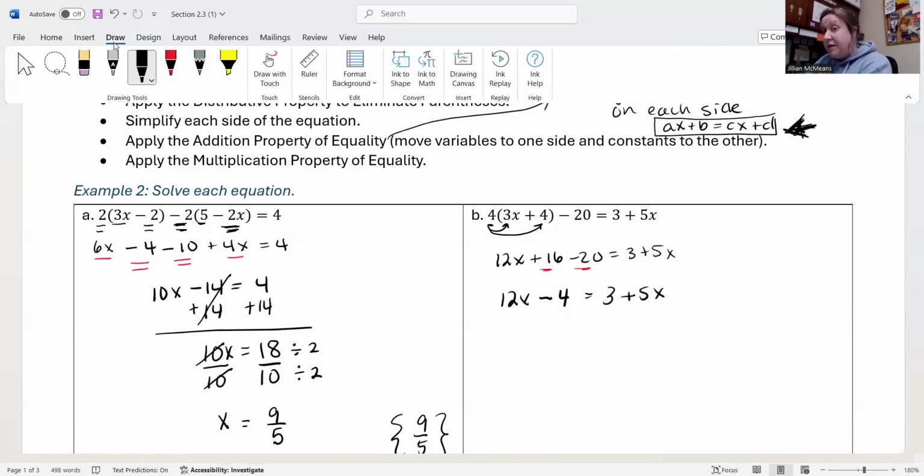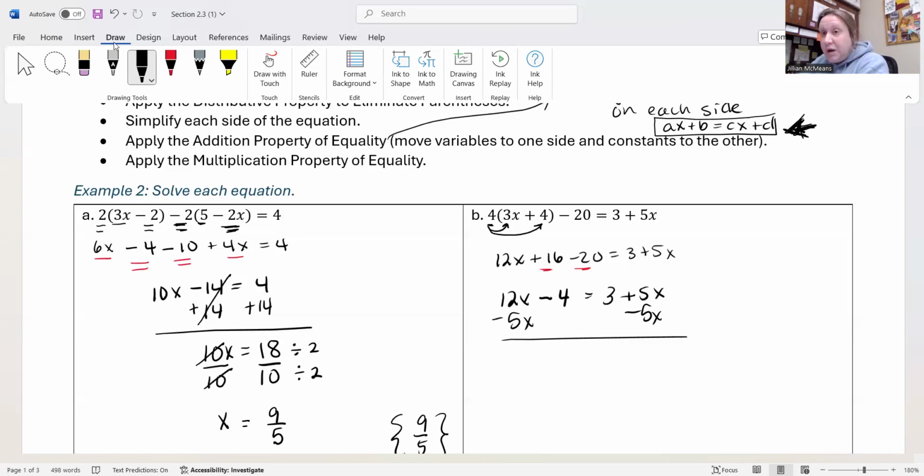So I want to look at that 5x. It is a positive 5x. So we're basically adding 5x to the right. I want to move it. The way I undo addition of 5x is subtract. So I'm going to subtract 5x from both sides.